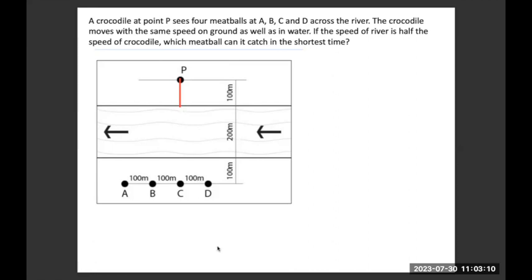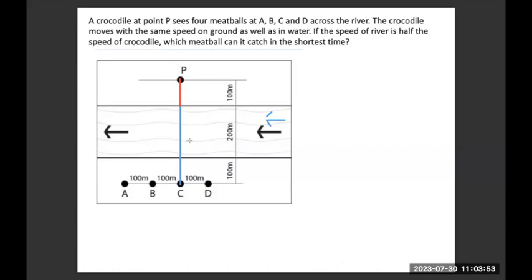Aditya, correct answer. Now, in another scenario, if the river was stagnant, the crocodile would have taken this distance and reached the point C. If the river was stagnant. But in this case, it is said that the river is moving in this direction, and the speed of that river is half the speed of the crocodile. Vishwa, Twisha, correct answer. Now, the crocodile would have traversed 200 meters very easily if the river was not moving.